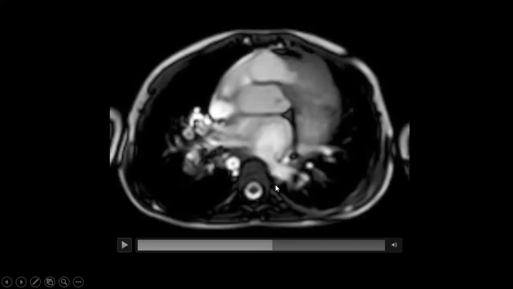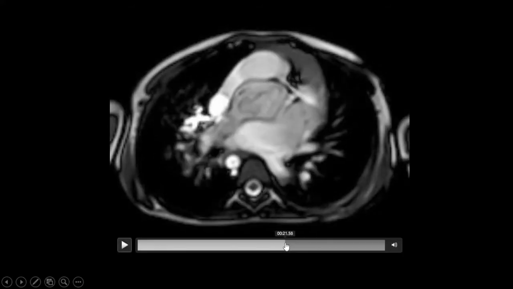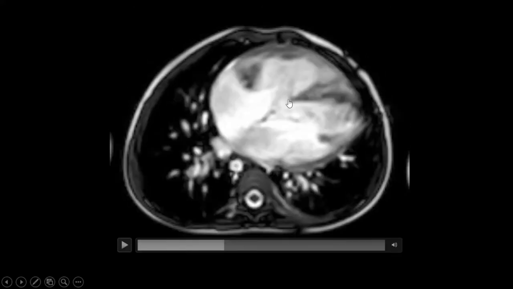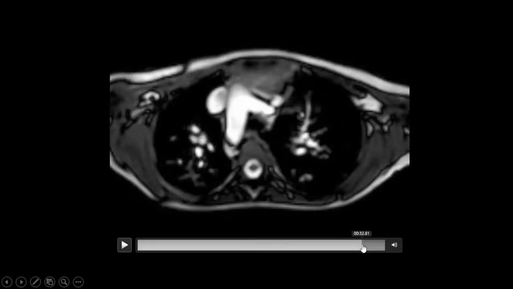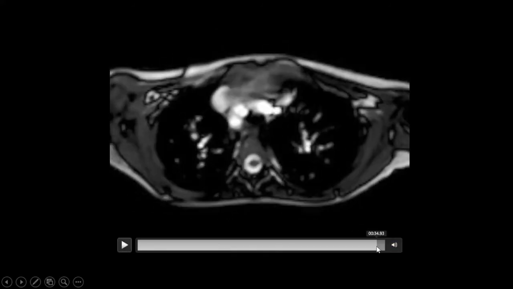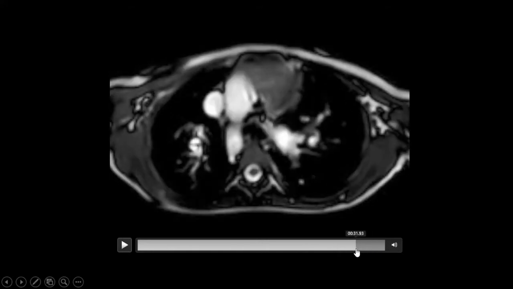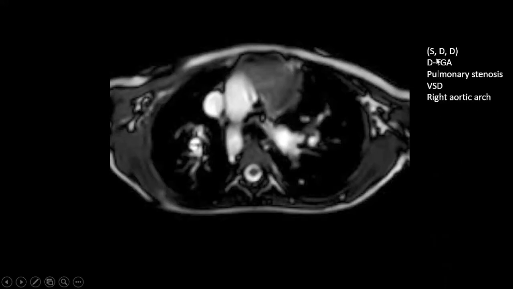Further, we can see there is flow acceleration in the pulmonary artery suggestive of pulmonary stenosis. We can see a VSD, and there is a right-sided aortic arch with mirror branching pattern. Right and left arch is determined based on the position of the trachea. Arch to the right of trachea is right arch, to the left of trachea would be a left arch. So this is the case with SDD configuration, D-transposition of great arteries, pulmonary stenosis, VSD, and a right aortic arch.